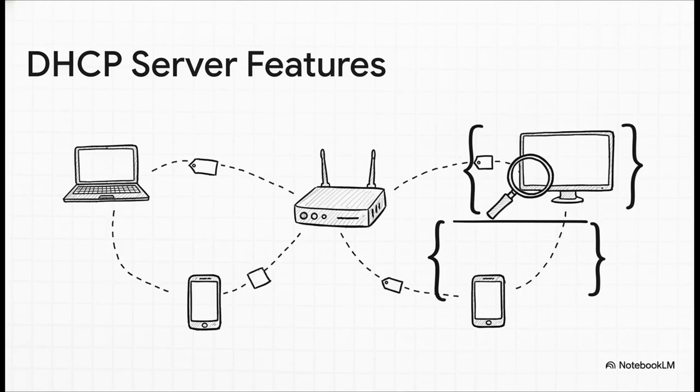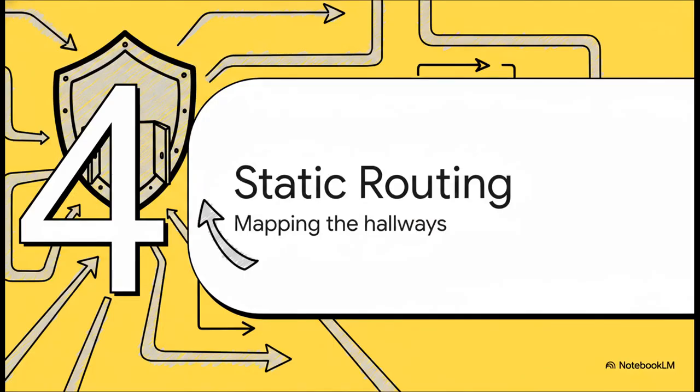The whole shebang is right there. All right, Section 4, establishing static routing. It's time to give the firewall a map of the hallways so traffic actually knows where to go.